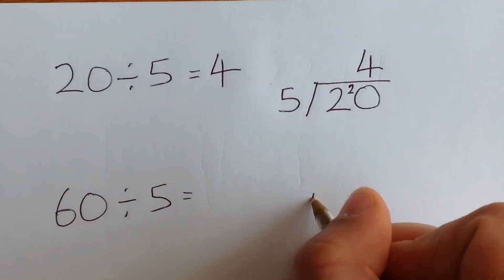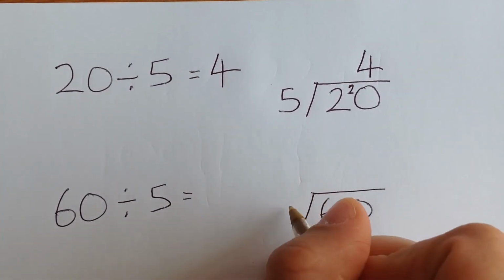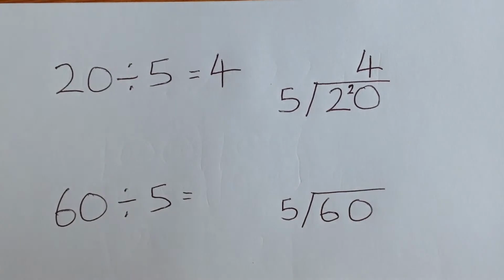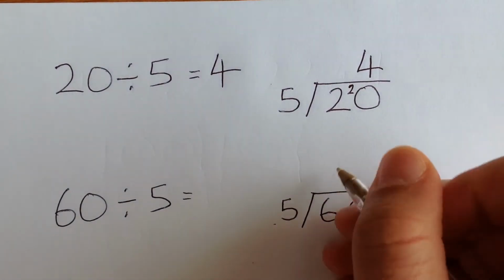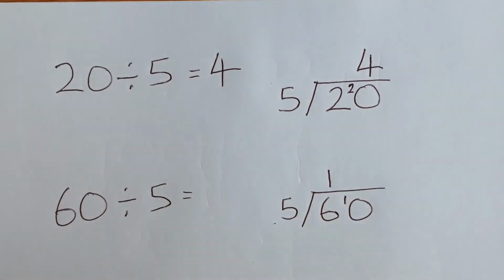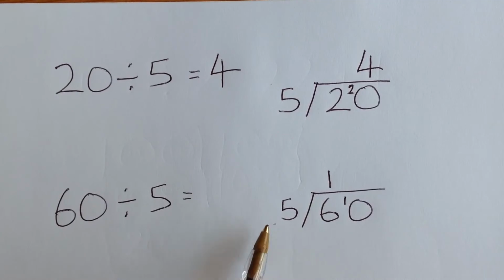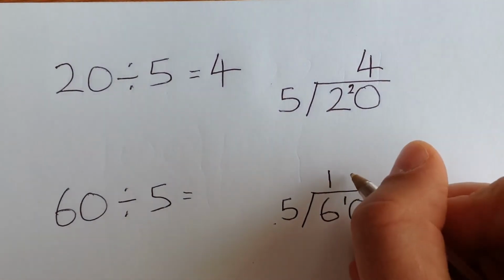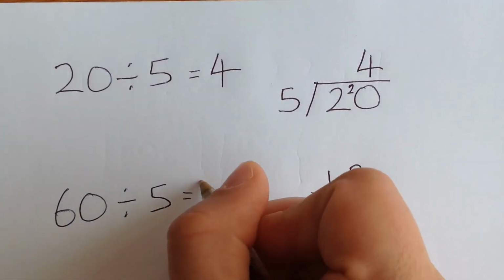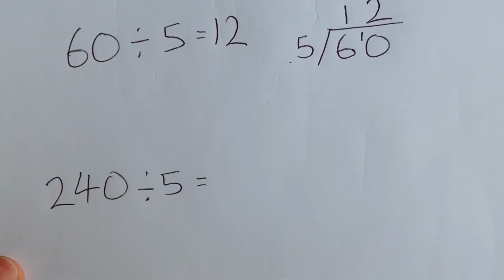So now 60 divided by 5 in my bus stop. I put 60 and I have 5, the buses come along being able to take 5 at a time. So I look at the 6 tens. How many 5s can I get in there? Well, I can get 1 5 in 6. But that means I'd have 1 left over, so I carry it over. How many 5s are in 10? Well, there are 2. So the answer is 12. Let's scroll down and have a look at the next one.